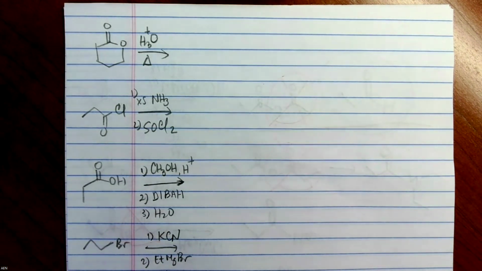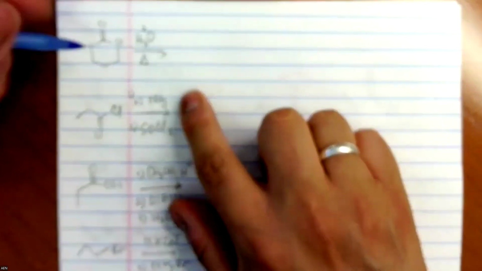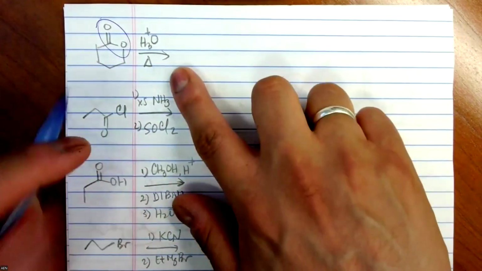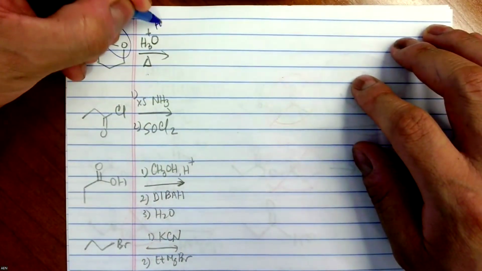To give answer to these problems. All right, so let's start with the first one. So we have an ester right here. I can recognize the ester. I here have H3O plus and heat. H3O plus and heat is hydrolysis, correct?